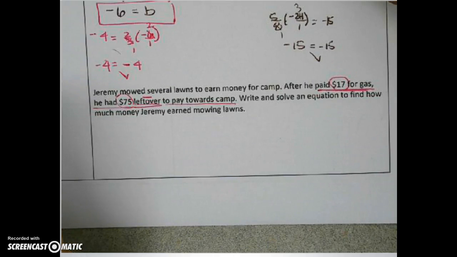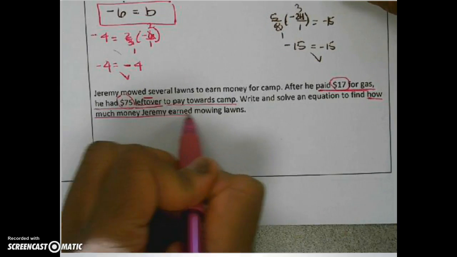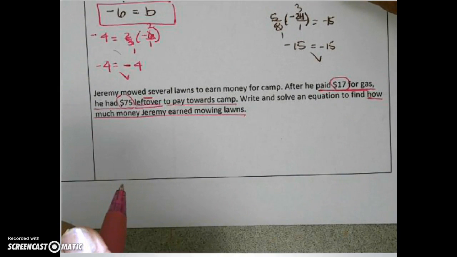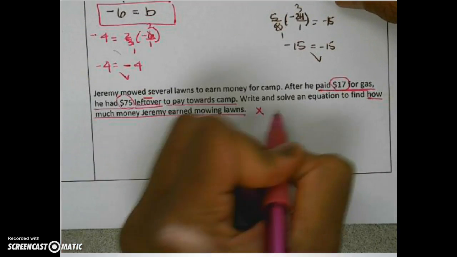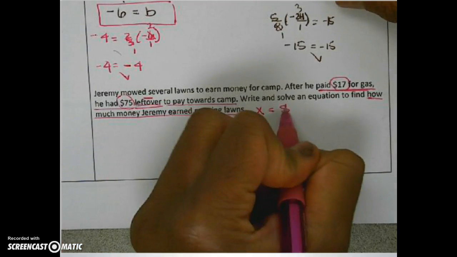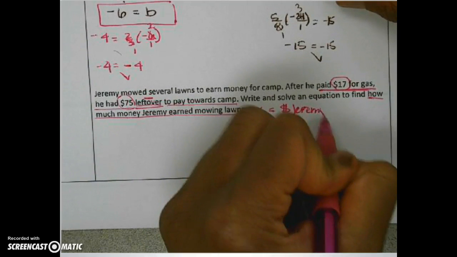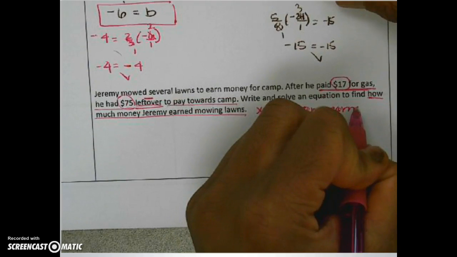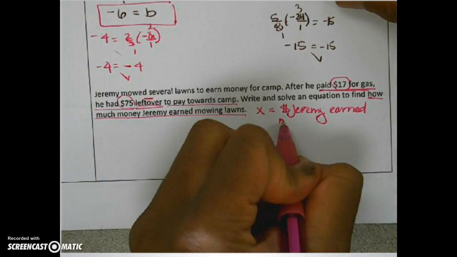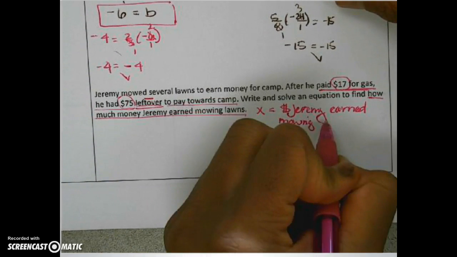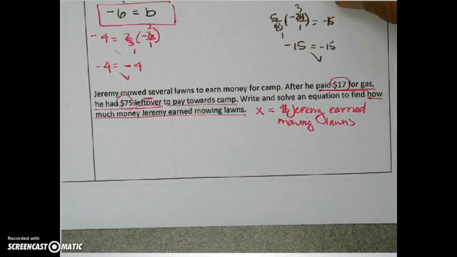My directions for this problem are to find out how much more money Jeremy earned. So let's make that be my variable. If that's the question, that's going to be my variable. So this is going to be money Jeremy earned mowing lawns. Pretty much your variable is going to be the question. Kind of a good go-to.